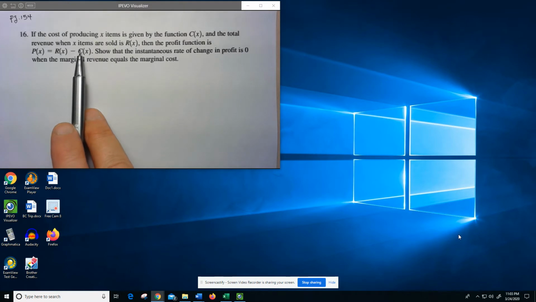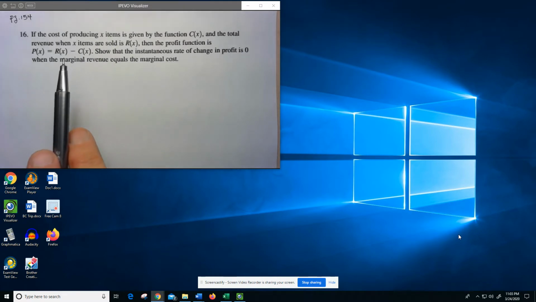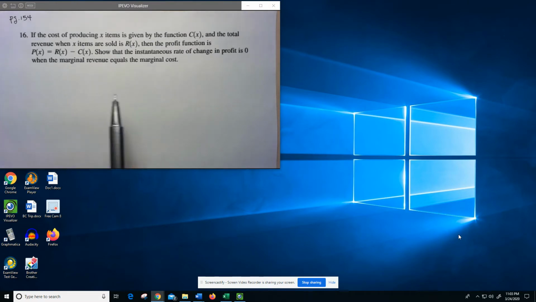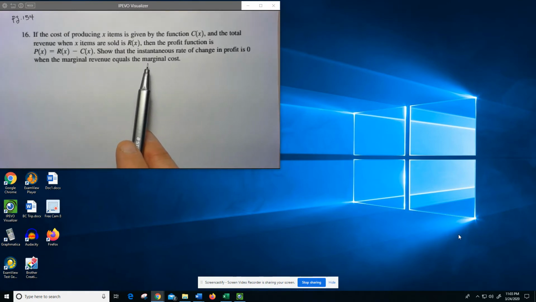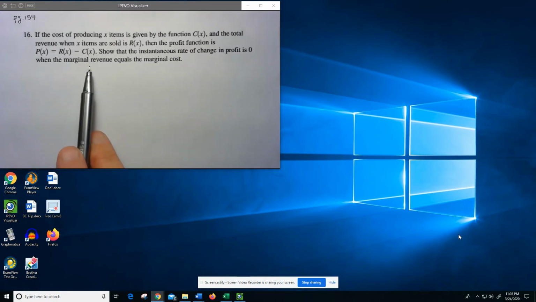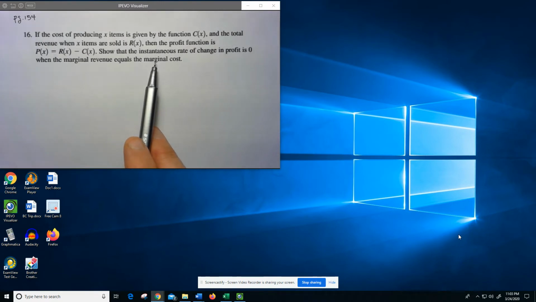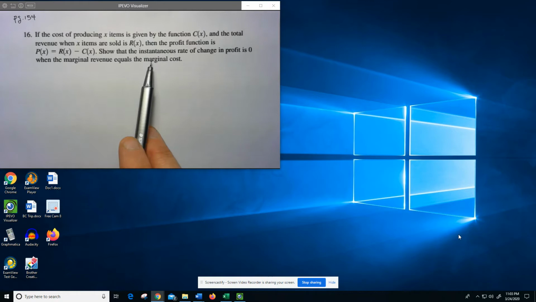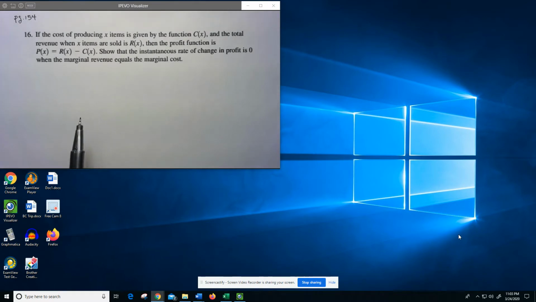All right, then we know that the profit function is just the difference of revenue minus cost. They want us to show that the instantaneous rate of change in profit is zero when marginal revenue equals marginal cost. So let's recall what marginal revenue and marginal cost mean. Marginal revenue and marginal cost are just the derivatives of these functions with respect to the number of units being produced and sold. I gave a bit of an explanation of that in the lesson.